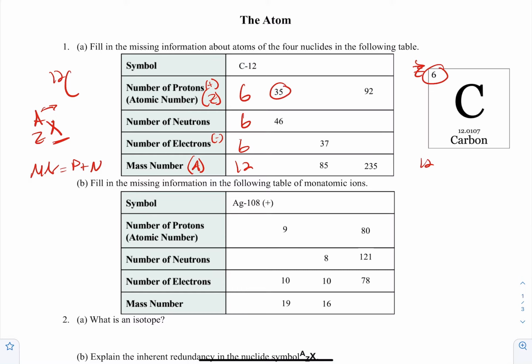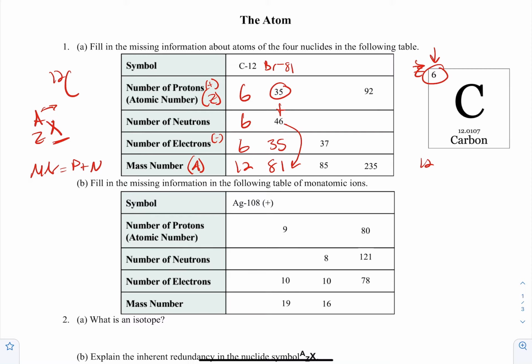Okay, 35. What element has 35 in the top left-hand corner? It looks like it's bromine. And they tell me that the number of neutrons is 46, so this must be the 81 isotope if I add those together. And it must be the same number of electrons, given that this is neutral, so this is going to be bromine 81.